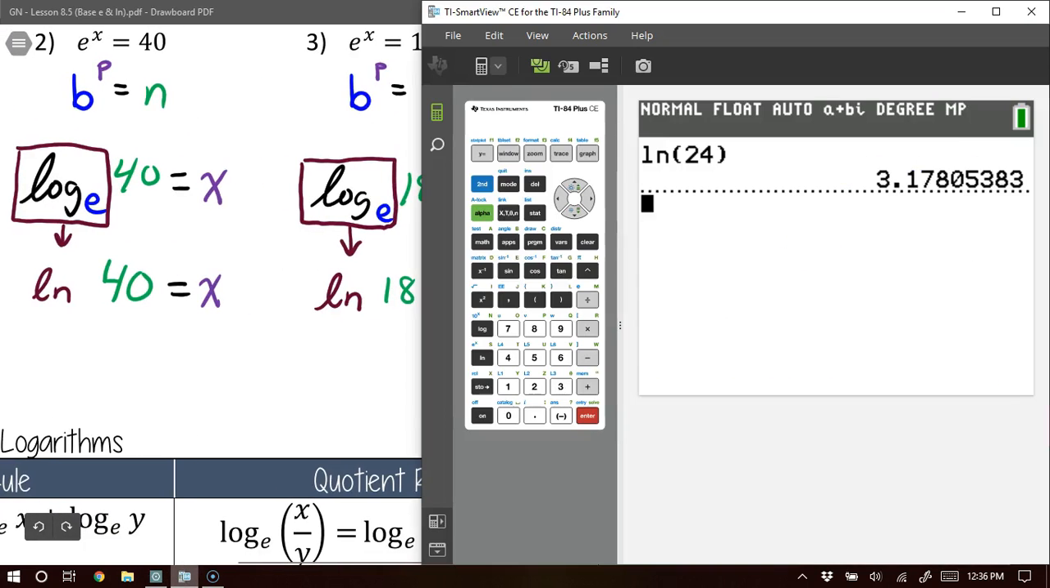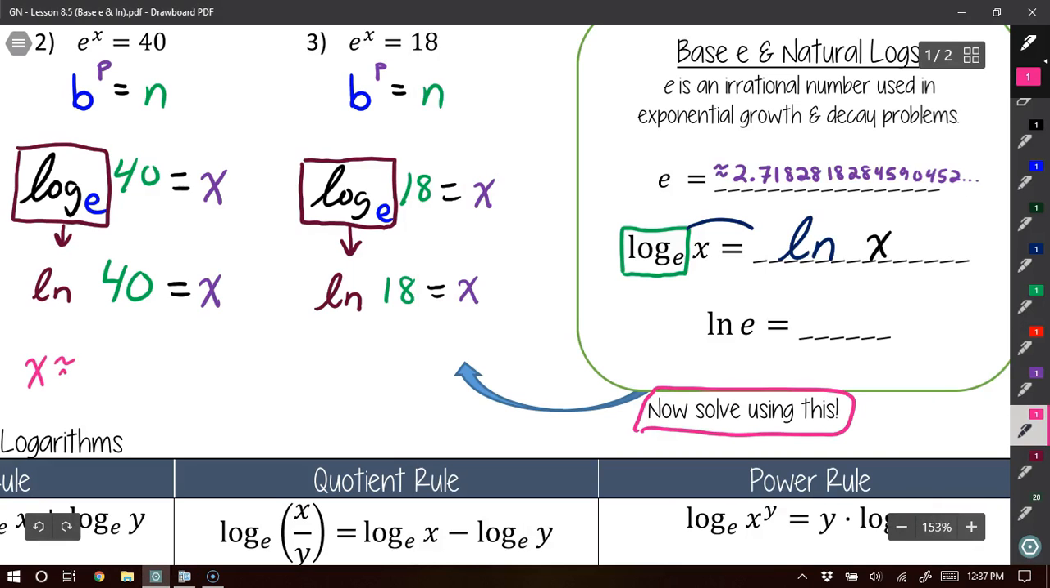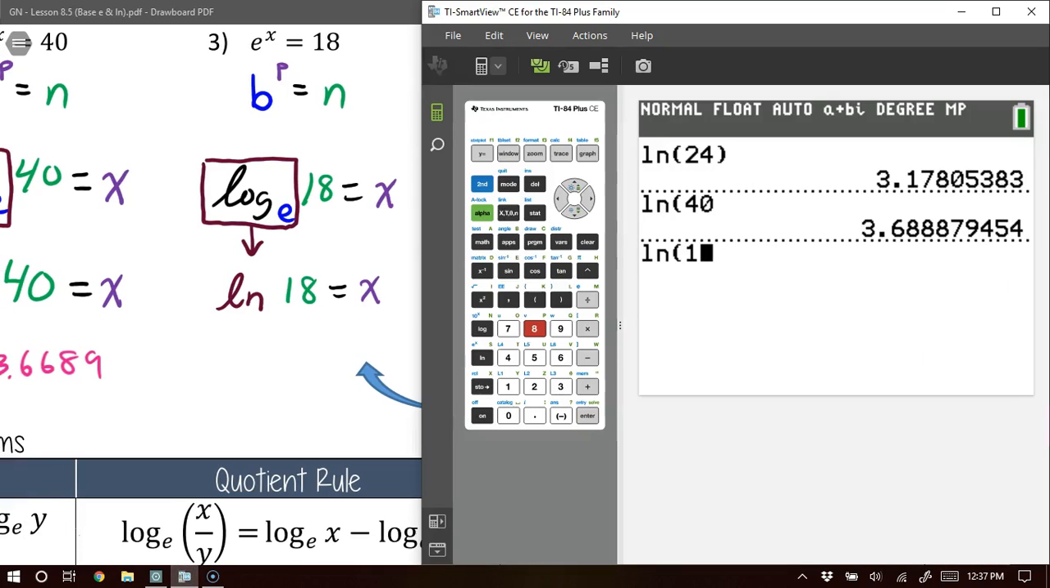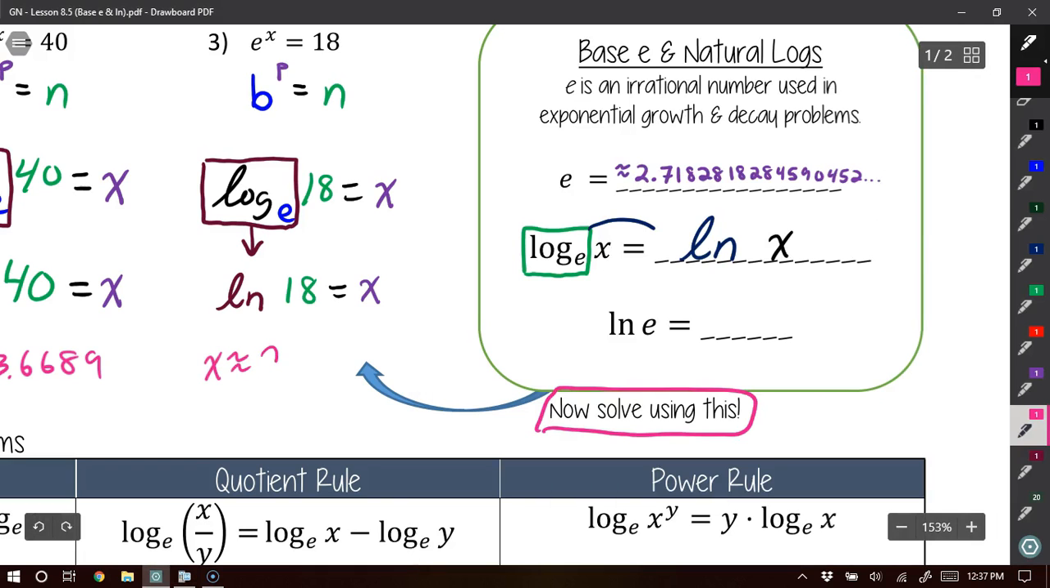I can type in the natural log of 40, ln 40. 3.688879. So x is approximately 3.6889. I can type in the natural log of 18, ln of 18, and enter. 2.89037. So that's going to round. x is approximately 2.8904.